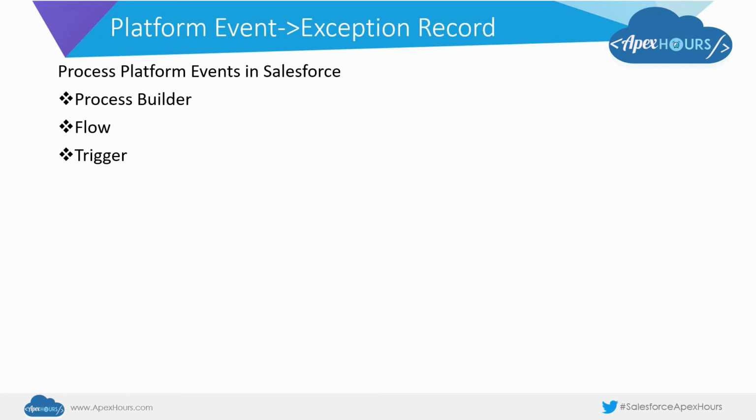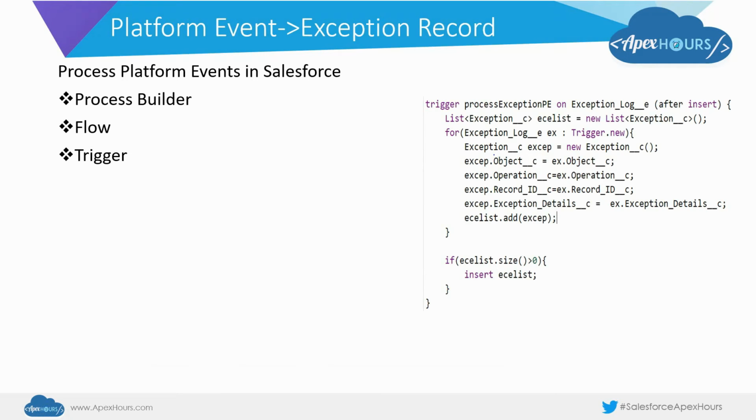Platform events can be processed in Salesforce in multiple ways, either through a process builder, a flow, or a trigger. I have used a trigger here because I felt a trigger is more flexible compared to process builder and flow. When I tried to consume the platform event using the process builder, it asked for additional details, like you have to associate that particular platform event subscribe operation with a particular record, which I felt was more complex compared to a normal trigger. So that's why I opted for a trigger, and this is the trigger which is iterating over the platform event and creating the exception record.